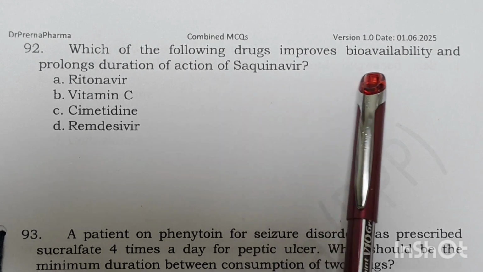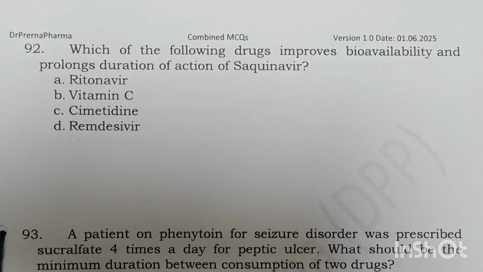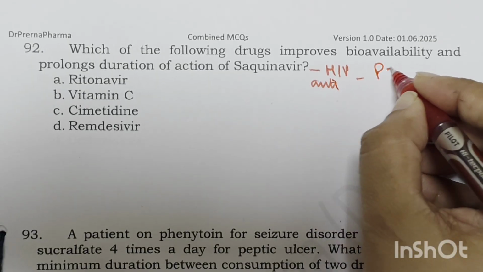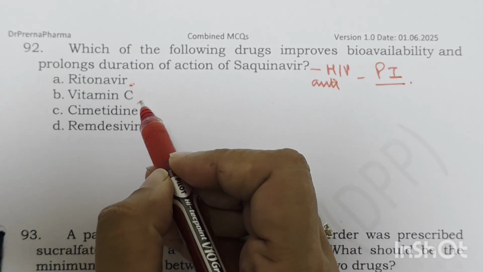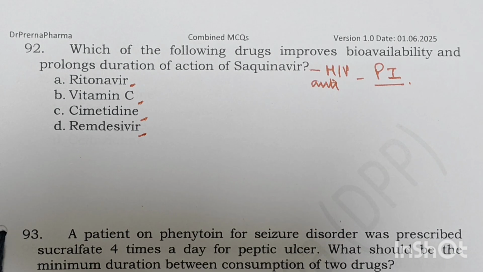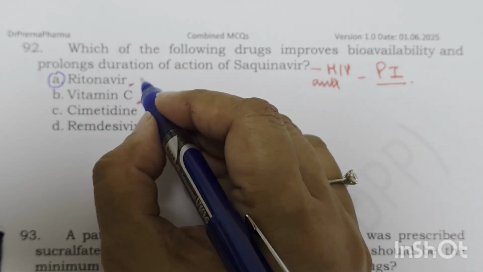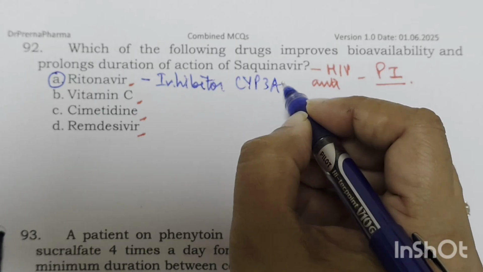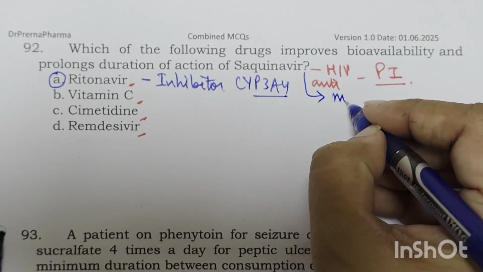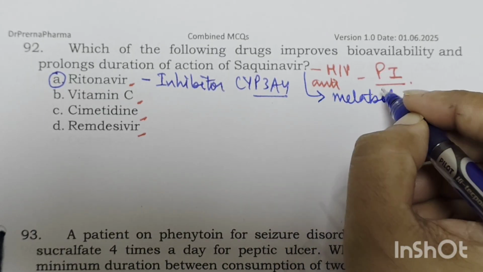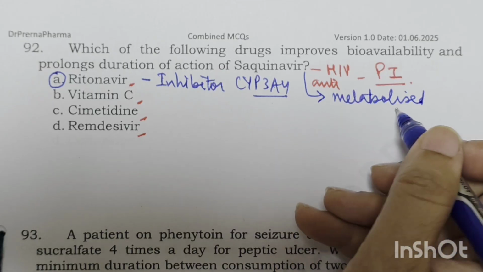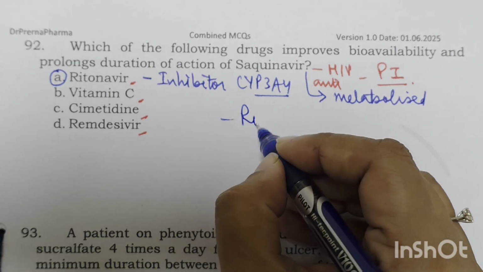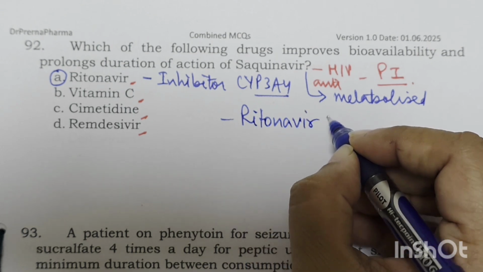Which of the following drugs improves the bioavailability and prolongs the duration of action of saquinavir? Saquinavir is an anti-HIV drug, a protease inhibitor. Options given are ritonavir, vitamin C, cimetidine, and remdesivir. Ritonavir is an inhibitor of the CYP3A4 enzyme, and saquinavir is metabolized by this enzyme. So ritonavir improves the bioavailability and prolongs the duration of saquinavir. This phenomenon is also known as ritonavir boosting.